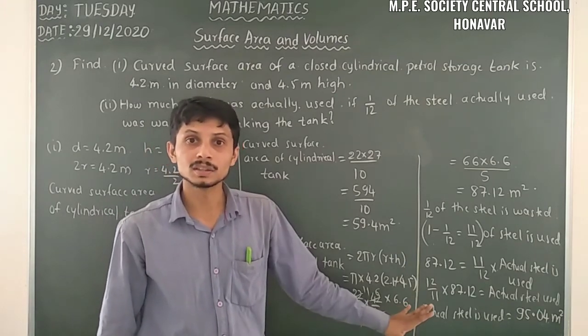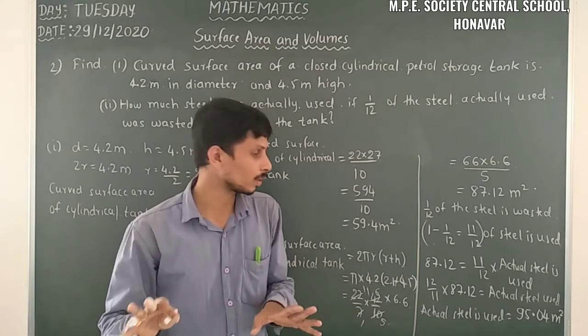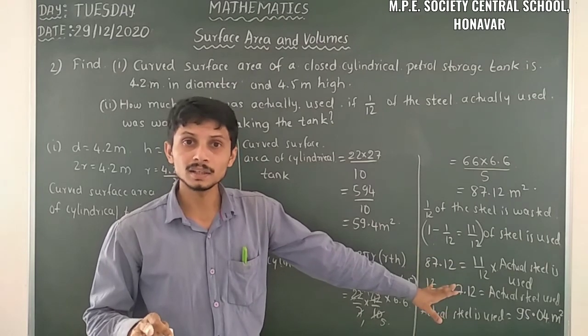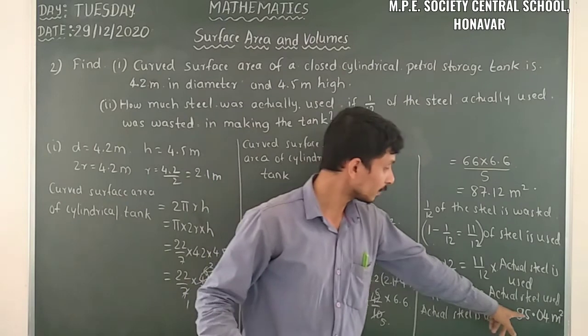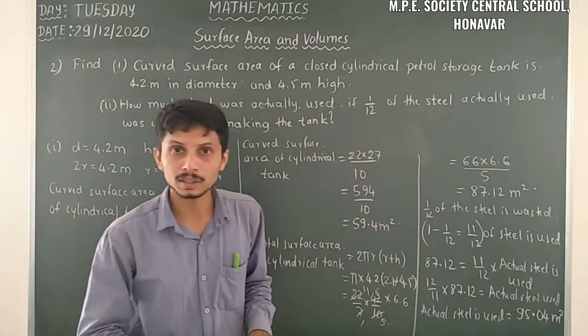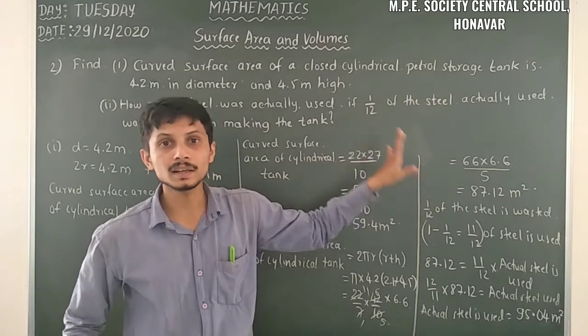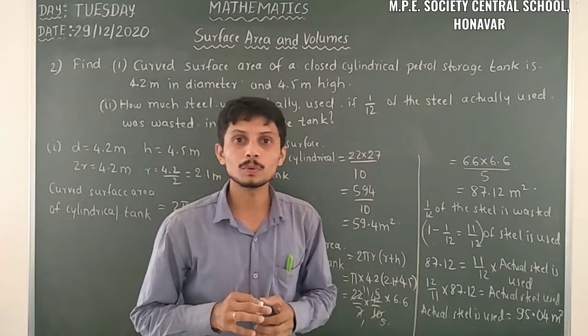So out of the total steel sheet area, only 95.04 meter square we used to cover the cylindrical petrol storage tank. So I hope you understood this.